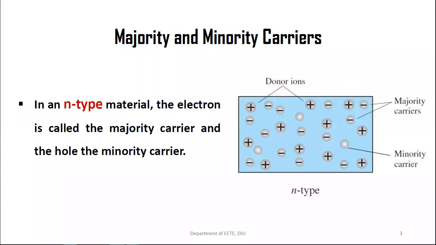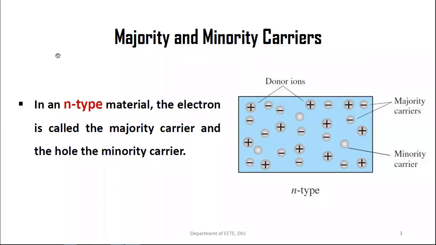Majority means a bulk amount or large amount, and minority carrier means a small amount. Okay. So in the N-type material, we discussed there are two processes. One is the doping process, one is the internal thermal process. In the internal process, both holes and electrons are generated. But in the doping process, only electrons are generated. So electrons are generated twice.